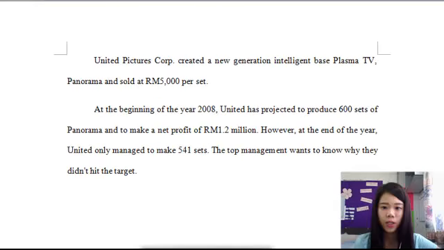United Picture Corporation has created a new generation intelligence-based plasma TV, Panorama, and sold it at 5,000. At the beginning of 2008, United projected to produce 600 sets of Panorama and make a net profit of 1.2 million. However, at the end of the year, United only managed to make 541 sets. The top management wants to know why they didn't hit the target. So today I will perform a variance analysis.